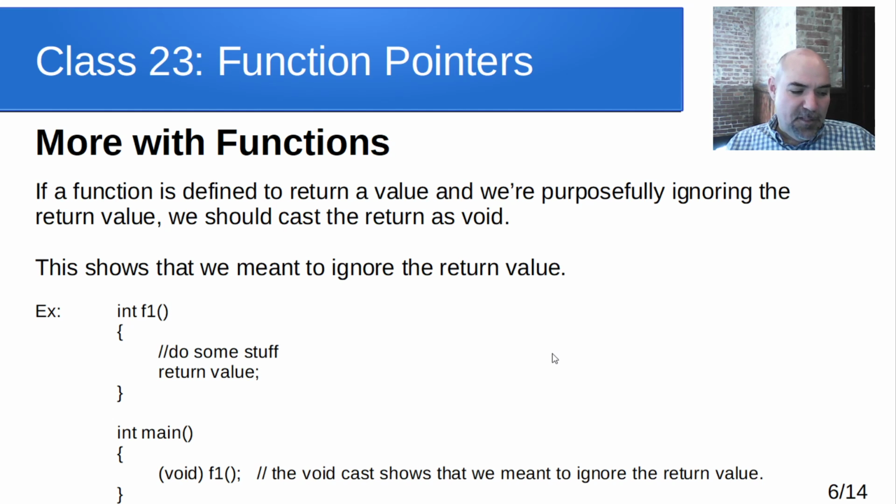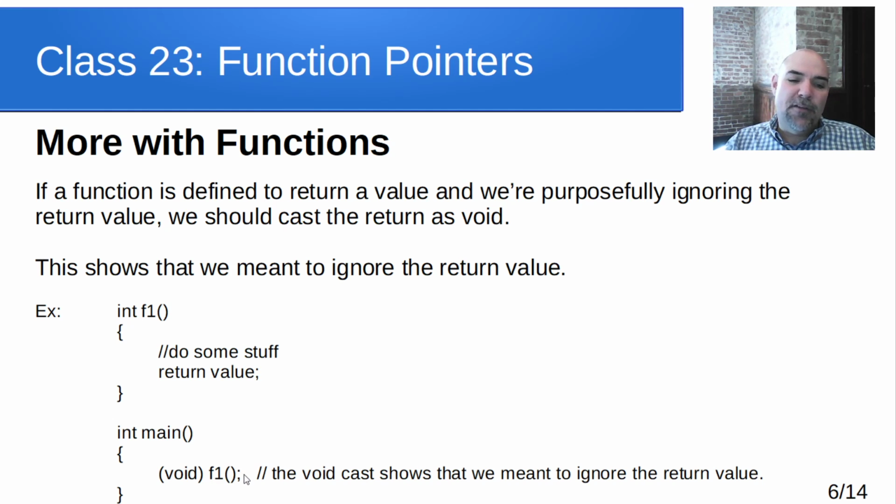in that case, it's usually good programming practice to cast the return of that function as void. And the reason for that isn't that it changes anything about the code that gets generated. It's a way to show other programmers that we purposefully ignored that return value. So here's an example down here, where we have this function that's defined to return an integer, but it also does some stuff. Maybe it goes out and makes some files, or it initializes some things and it tells us how many things it initialized, whatever.